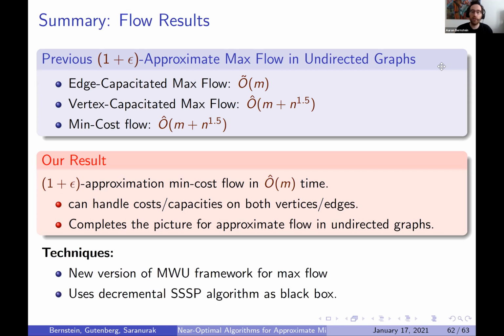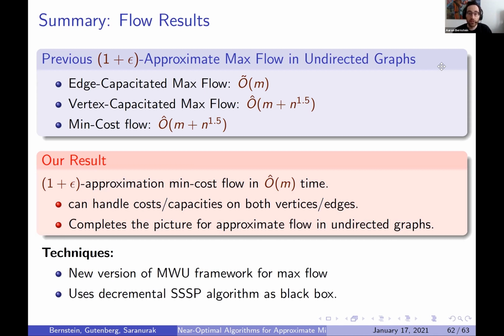And there were two things that were needed here. The first is we need a new version of multiplicative weights to overcome the flow decomposition barrier. And then once we have that, we also need a fast data structure. So we just plug in our decremental SSSP data structure into our new MWU framework, and that's how we get our min-cost flow algorithm.